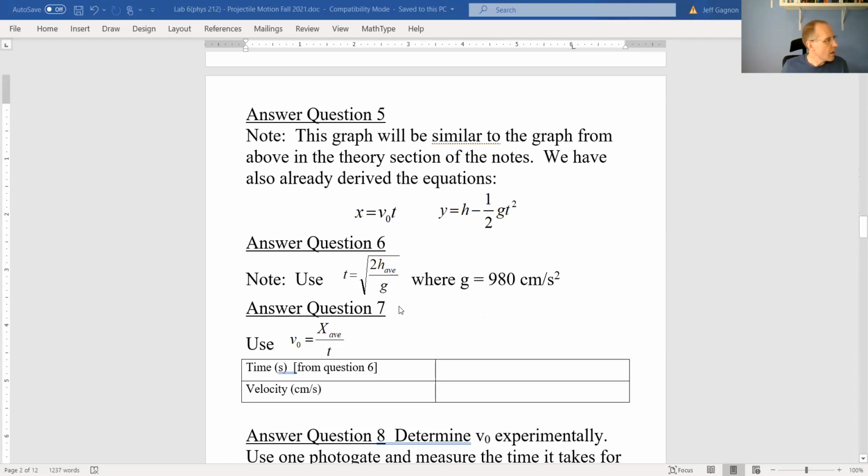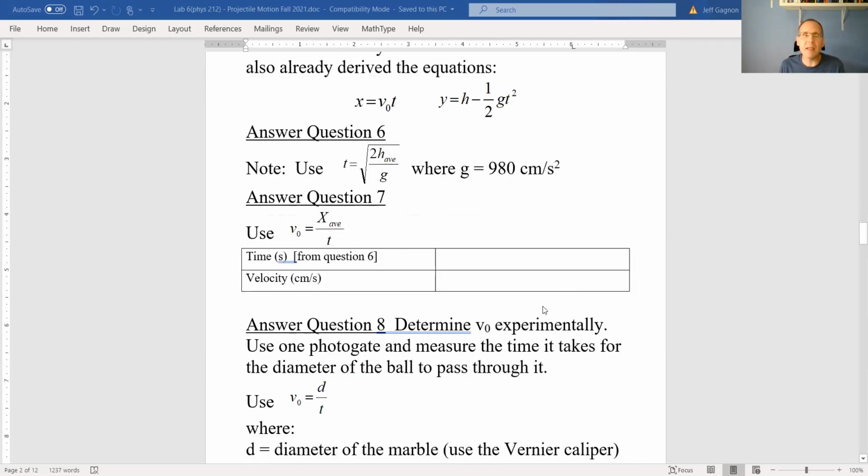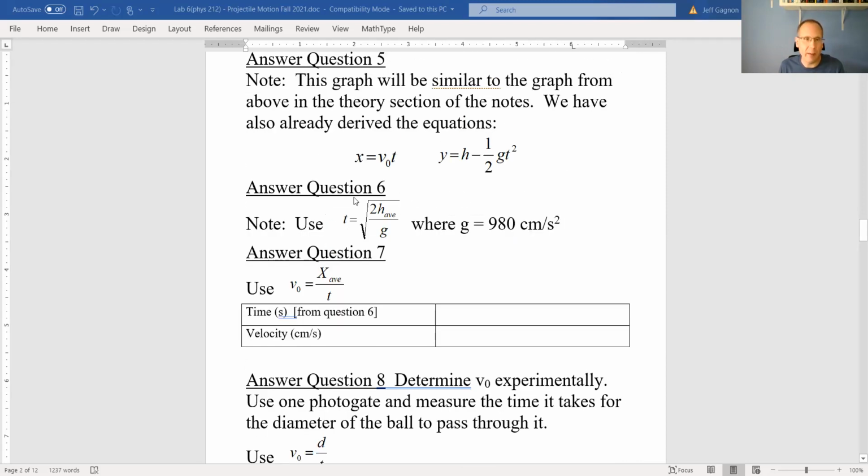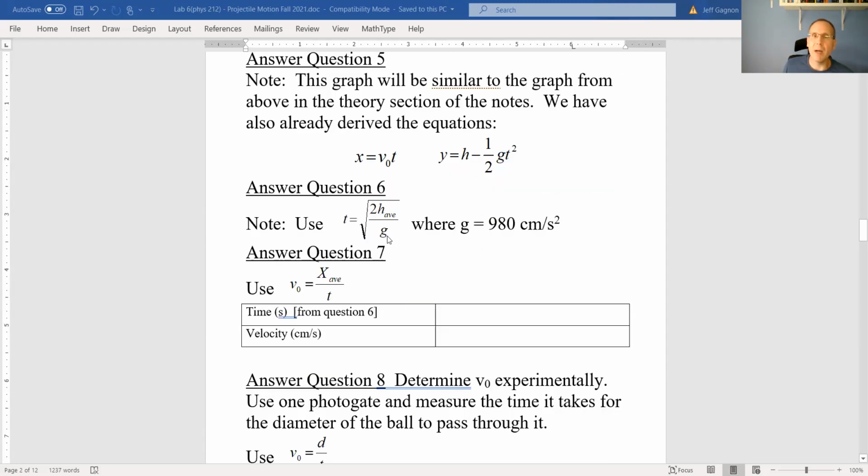Question 6. You're asked to determine the time of flight of the ball using the equation that we derived. We measured time of flight a couple of different ways. We measured it directly with the photo gate and the landing platform, and we have the average time of flight here. But in this case, I want you to calculate it using the formula from kinematics. So really all we need is the height of the gun. You can take your average height of the gun, times 2, divide by 980, because we're in CGS units so g is 980, and then take the square root. That's going to be the time of flight. So that'll go on the table here, that time of flight.